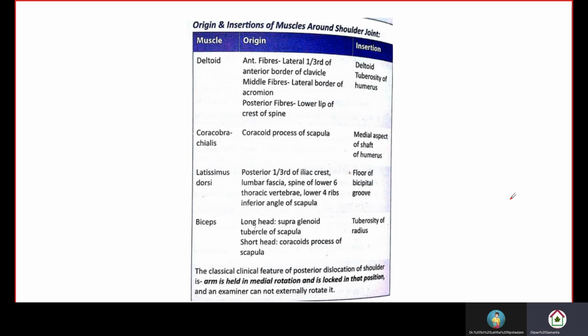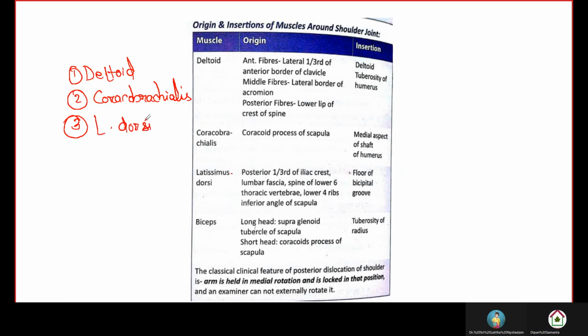Okay, so this is the table of origin and insertion of muscles surrounding the shoulder joint. So first of all, deltoid. Number 2, coracobrachialis. Number 3, latissimus dorsi. Number 4, biceps. So four muscles.